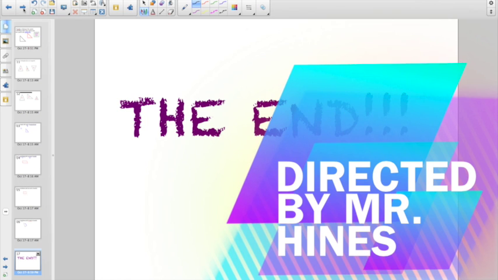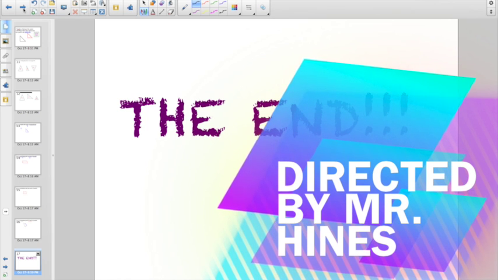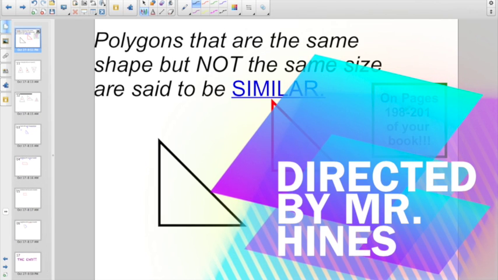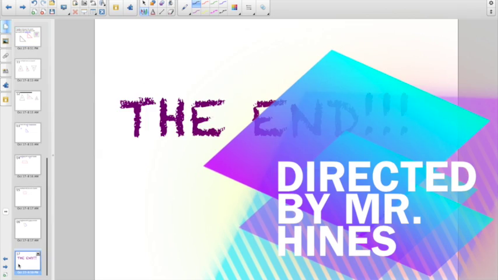All right, that is the end. I see no reason for a piece of paper for the Socrative quiz, but you are so going to want your book opened up between pages 198 and 201. Good luck.